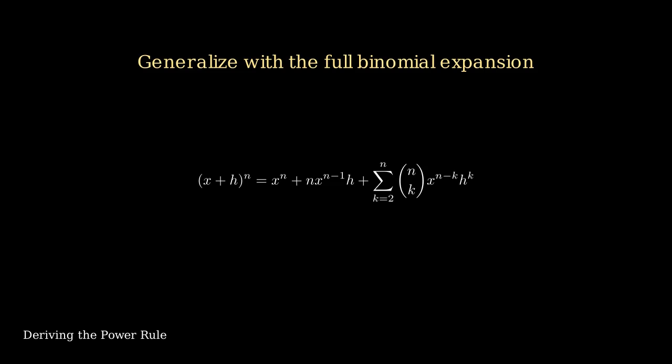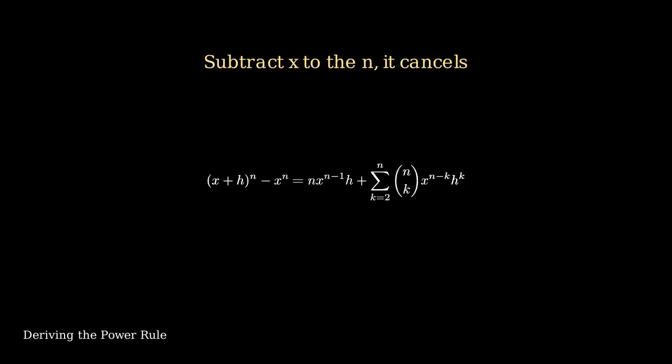Open bracket, x plus h, close bracket, to the n equals x to the n, plus nx to the n minus 1, h plus sum from k equals 2 to n, of the binomial coefficient n choose k, times x to the n minus k, times h to the k, subtract x to the n. The plain x to the n term cancels, leaving nx to the n minus 1, h, plus that whole sum starting from k equals 2, which we know only contains terms with h squared or higher powers of h.